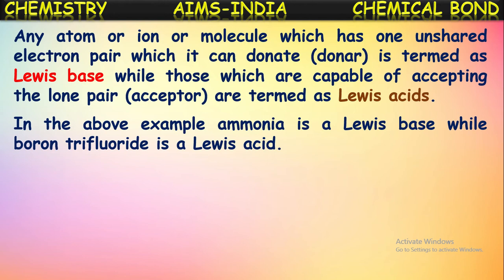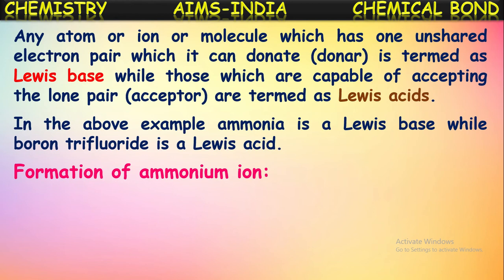Let us see another example of molecules having a coordinate covalent bond. That is, let us see the formation of the ammonium ion, which is formed between ammonia and a hydrogen ion.